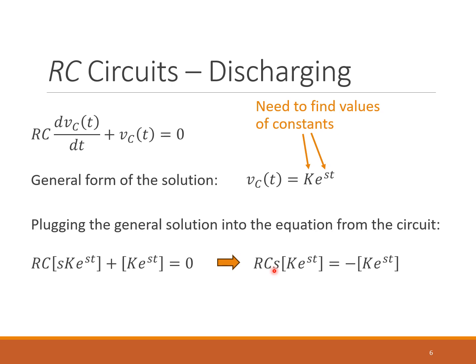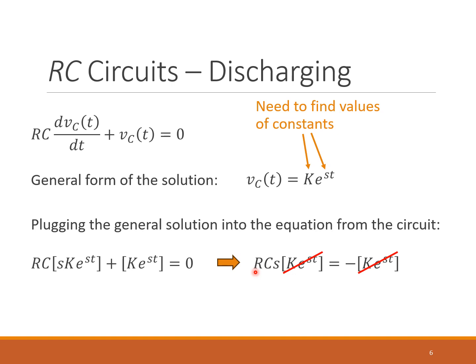Here is all I've done there. And what we see then is that these terms in brackets are the same. So I can divide through, and I can say then that RCS is equal to -1. In an actual circuit, we would know the R value, we would know the C value, or maybe that's what we're designing for, and we know the S.